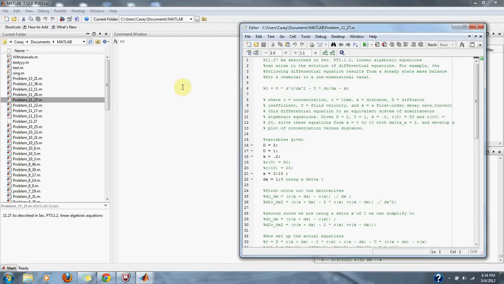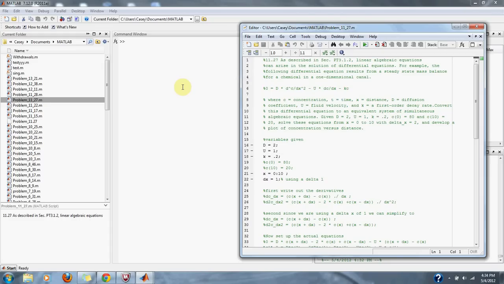Numerical Methods Problem 11.27. As described in Section PT 3.1.2, linear algebraic equations can arise in the solution of differential equations. For example, the following differential equation results from a steady-state mass balance for a chemical in a one-dimensional canal.